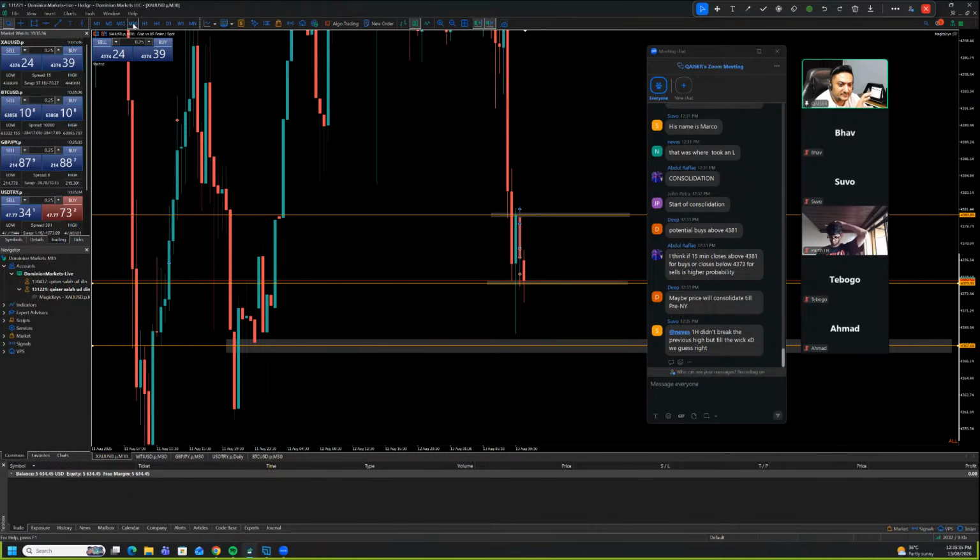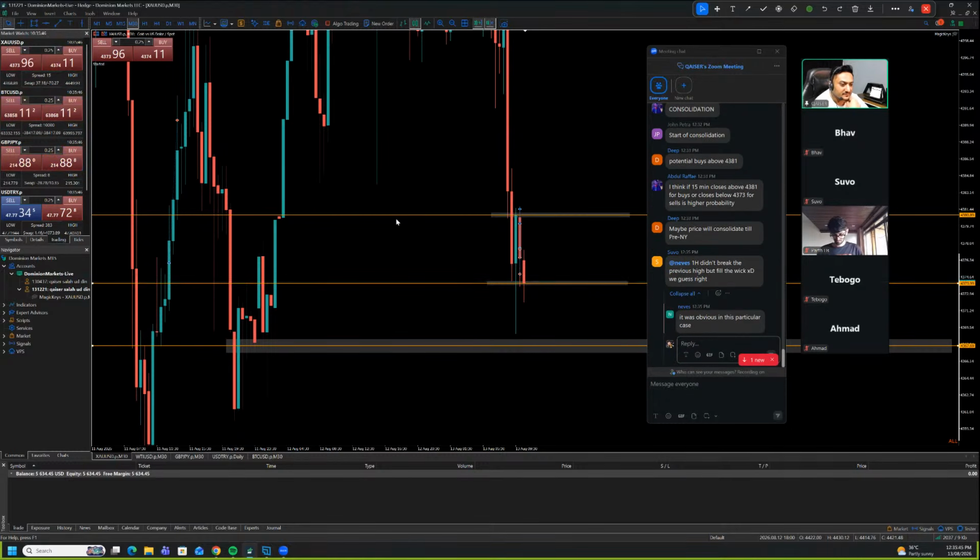So you just need to see the complete picture there. If you look at the complete picture, you will start understanding the story actually. What could be the probability? So 1H didn't break the previous high but filled the wick. We guessed right. Okay, you guessed right.